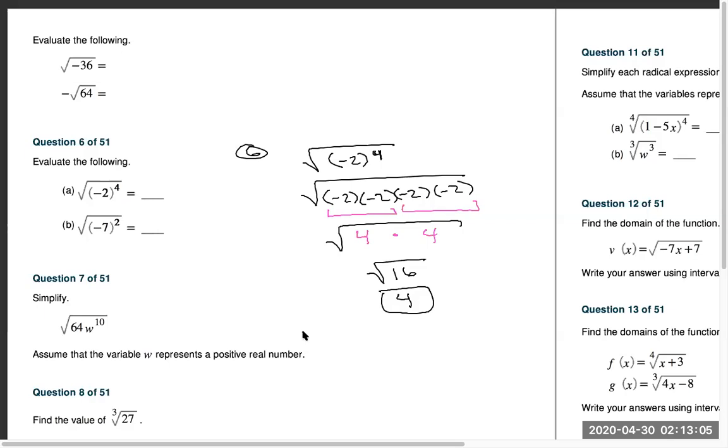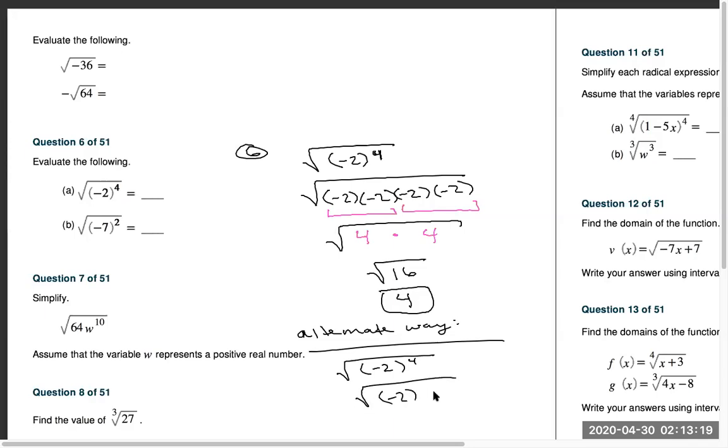An alternate method: you have the square root of negative 2 to the 4th. That's square root of negative 2 squared, negative 2 squared. Oh, sorry, that was not the way I wanted to do it. Hold on one second. I know how I wanted to do it, but I don't think I've explained this part yet, and I think I'm going to want to wait on that.